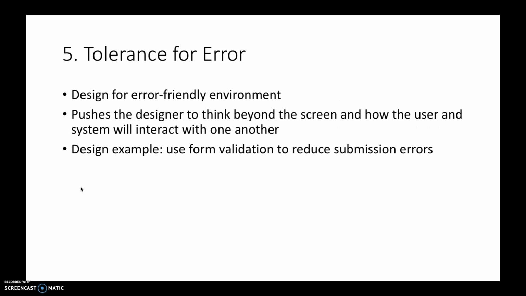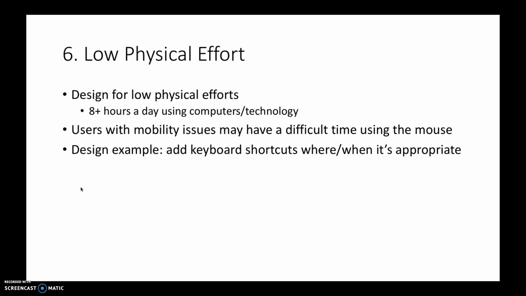So for number 5, tolerance for error. So this is pushing the designer to think beyond the screen and how the user and system interact. So an error-friendly environment. So this example, having form validation to reduce submission errors. So think of when you're trying to fill out a form online and it doesn't let you submit it because you get this red asterisk or places are highlighted that either it's input incorrectly or you're missing a couple digits or something like that.